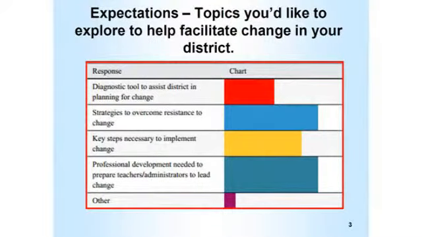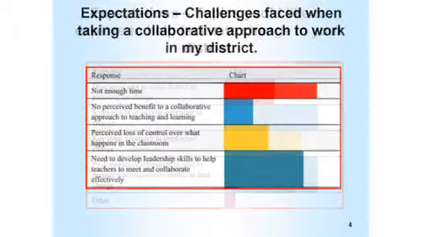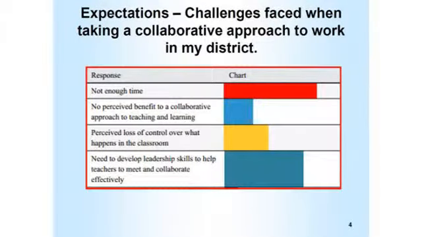This is what you said that you would like to get out of the day. As you can see, most people were interested in strategies to overcome resistance to change and knowing about what kind of professional development might be needed to prepare teachers and administrators to lead change. Some of the challenges that you said you faced, of course, there's always the challenge of not having enough time, right? But the second challenge was needing to develop leadership skills to help teachers to meet and collaborate effectively. I see people shaking their heads.